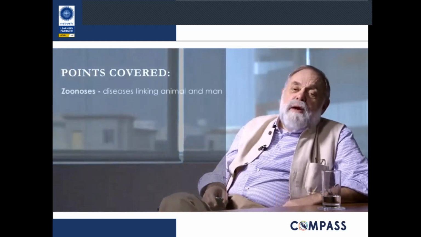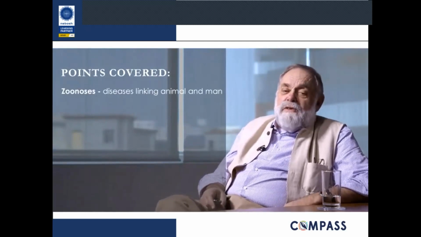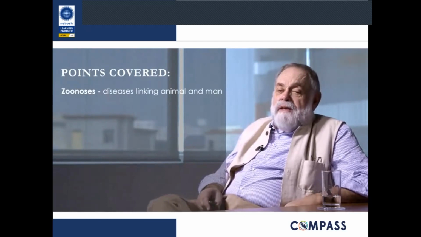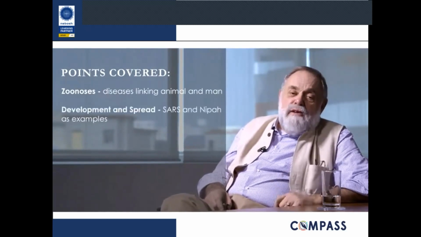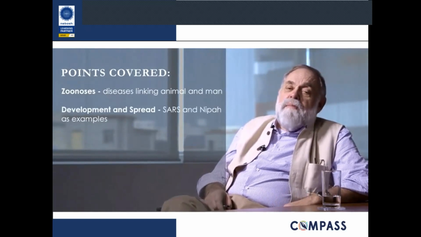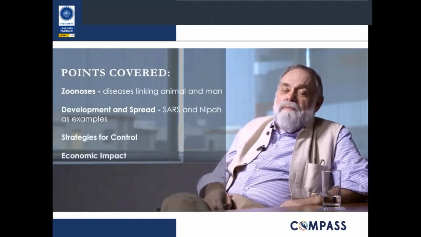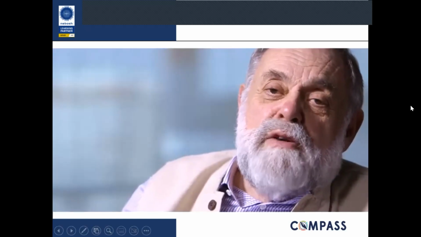What I've tried to do in this brief time is to talk about the importance of zoonoses, that is, the diseases which linked animals to man, and how they can spread, how they develop. SARS, Nipah virus are but two examples, and there are many, many others, and then how they might be controlled and the economic impact that they can cause. We must be prepared to put much more attention into zoonoses, and there is a global program called One Health, which is trying to do just that.